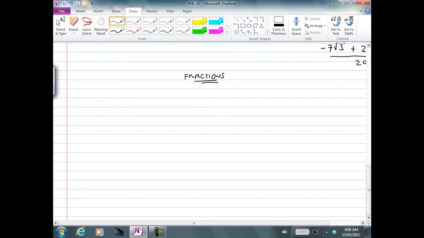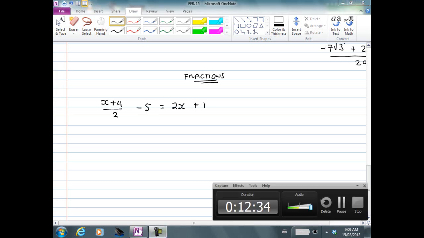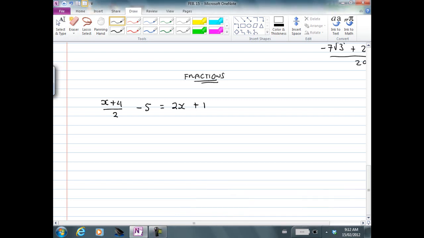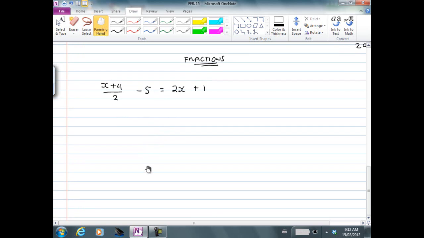Let's say if I give you this. X plus 4 over 2 minus 5 equals to 2x plus 1. This is a bit of background knowledge. I'm going to pause it right here. I want to see how many you can solve for x. Try to solve for x on your own. I'm going to show you how to work with fractions. A lot of people can't do this, not because they can't work with square roots, just because they hate fractions.